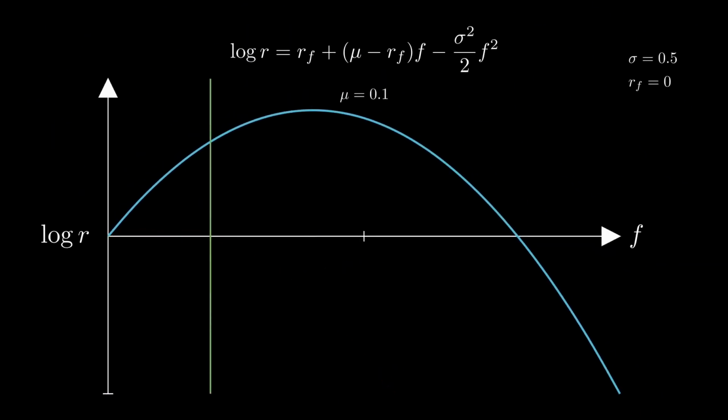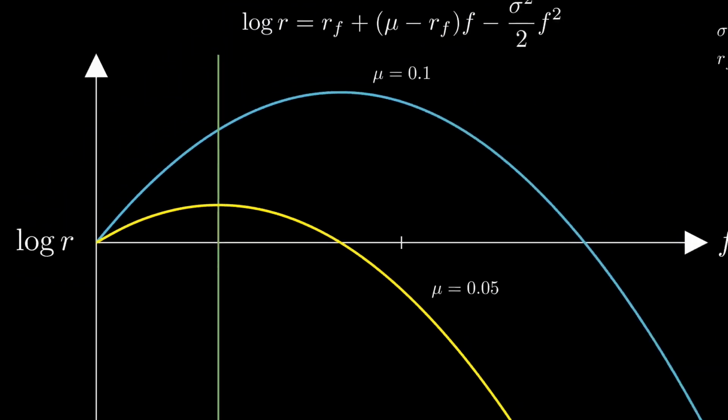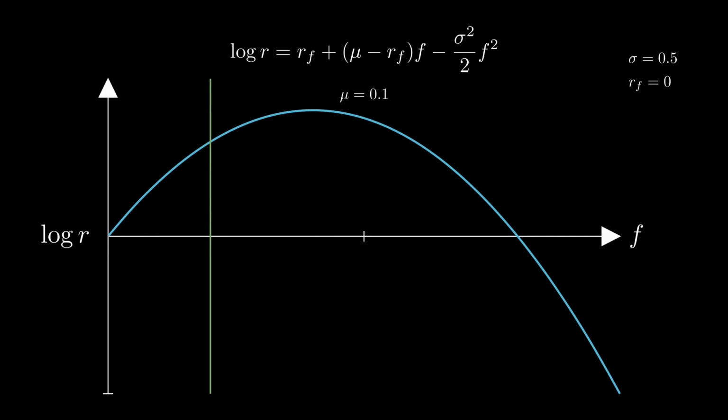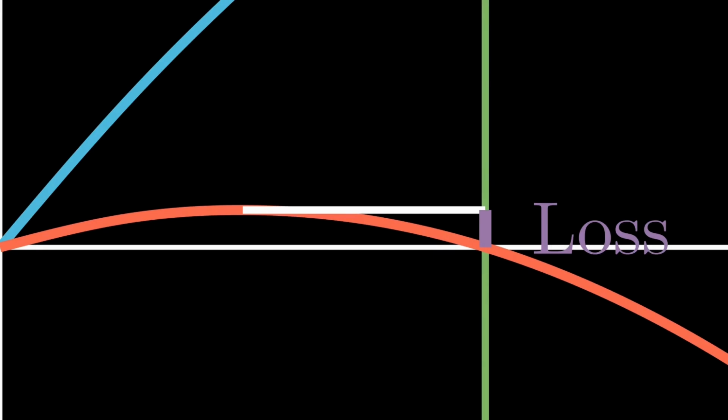Now let's consider betting half of the Kelly fraction. If our prediction of mu is accurate, we won't be maximizing returns. However, if the actual mu is only half of our prediction, the green line aligns perfectly with the peak of the yellow curve, meaning we are exactly at the optimal fraction. And if the actual mu is just a quarter of our prediction, our returns are no longer optimal, but at least we avoid negative returns.